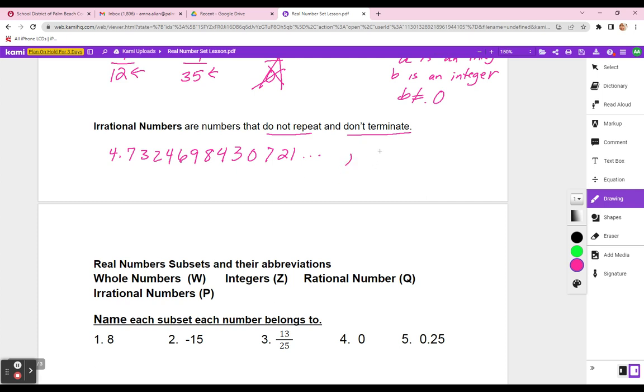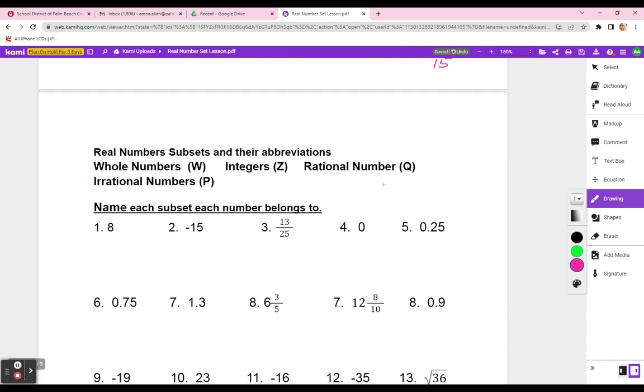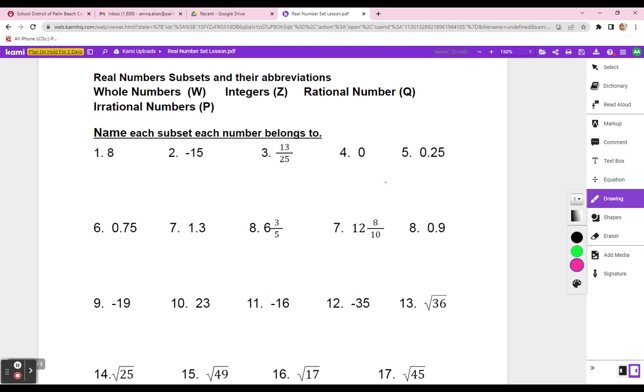Here's another example, pi, is irrational. Or here's another example, pi over 15. That's irrational because a is irrational to begin with. Okay? All right, on the next page, we're going to name all the sets each number belongs to.